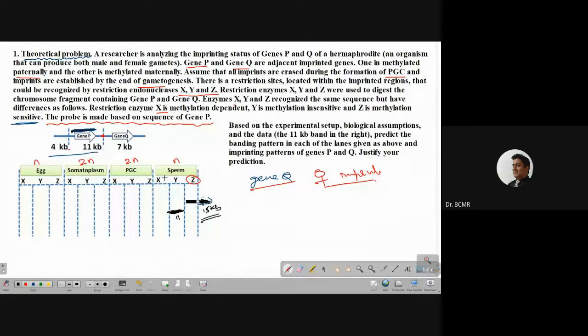With X, what would you get here? 15, sir. Why is that? Because the cut will be only between gene P and gene Q. What is X? X is methylation dependent, so it would have cleaved. If we are assuming in sperm that this is not methylated, we would have assumed this is methylated, right? And X will cleave only where there is methylation.